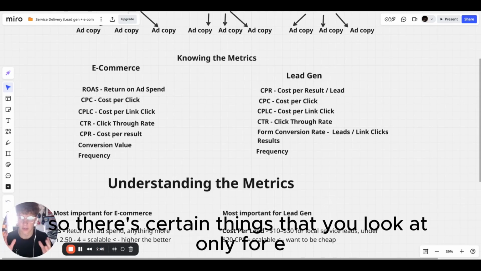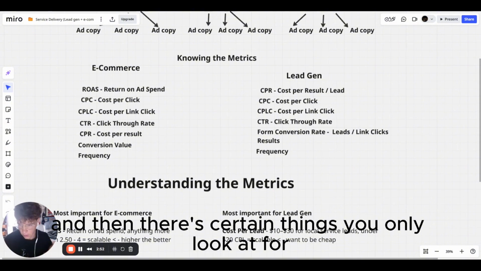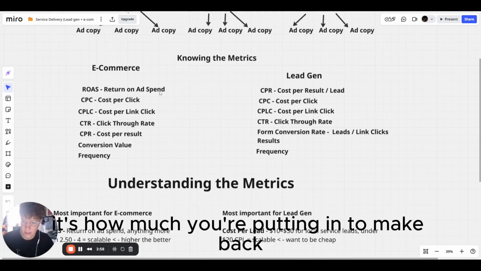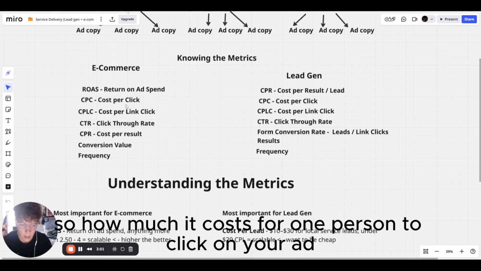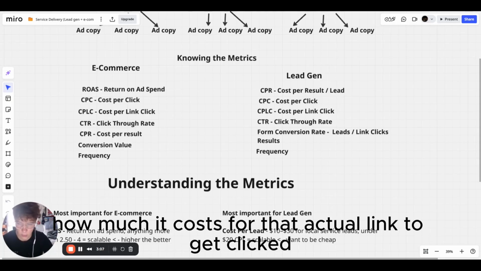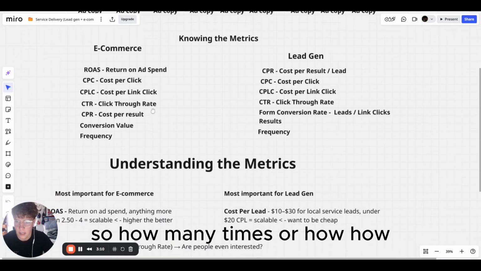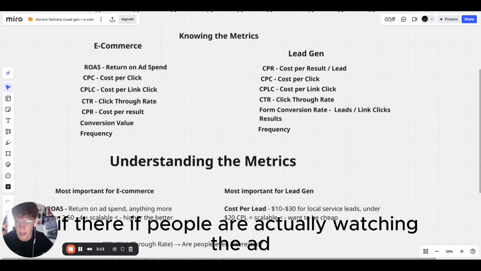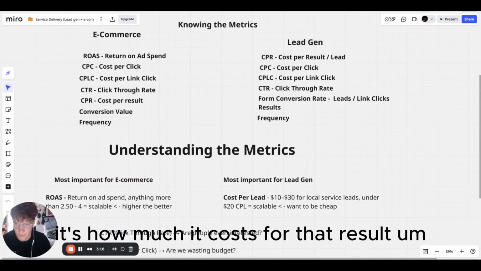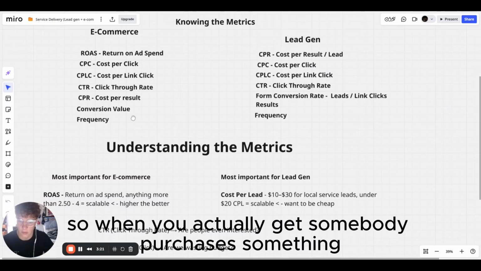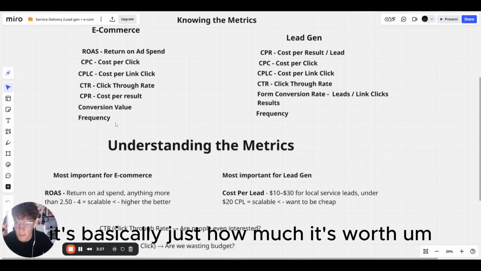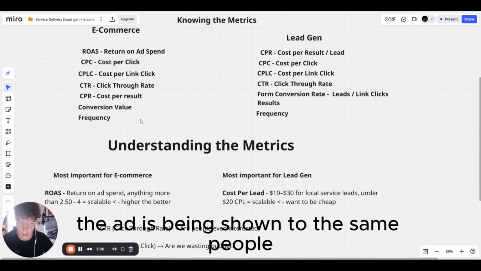Knowing the metrics. There are certain things you look at only for e-commerce, and certain things you only look at for lead gen. ROAS, return on ad spend. It's in the name. It's how much you're putting in to make back. Cost per click, how much it costs for one person to click on your ad. Cost per link click, how much it costs for that actual link to get clicked. Click-through rate, whether people are actually watching the ad. Cost per result, whatever that objective goal is in that campaign, how much it costs for that result. Conversion value, when somebody purchases something, how much it's worth. And then frequency, how many times the ad is being shown to the same people.